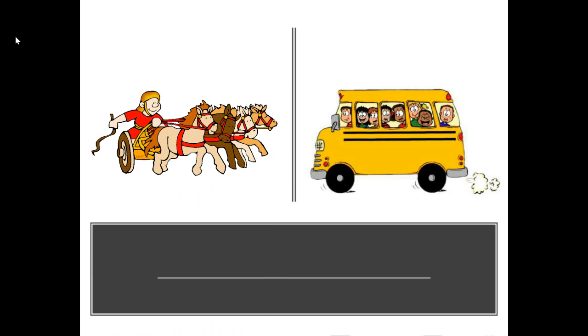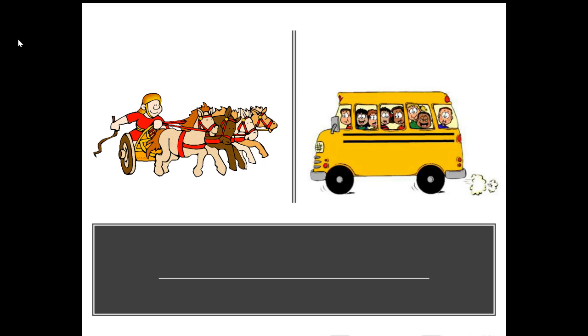Here's our next group of pictures. What do you notice or see? I notice or I see. Well, in the first picture, I notice a man on a chariot with four horses. Looks like that's how he is getting around or traveling.